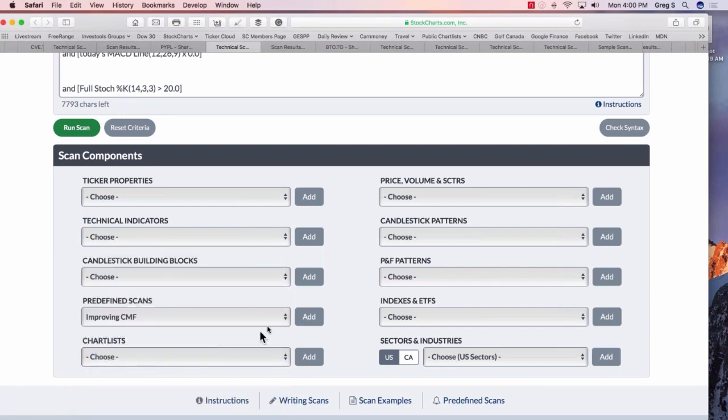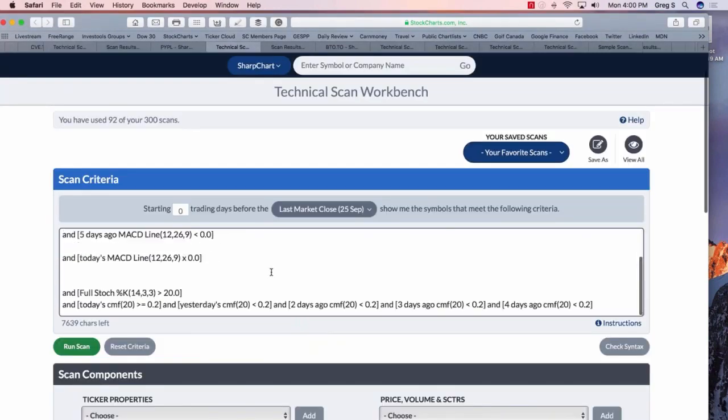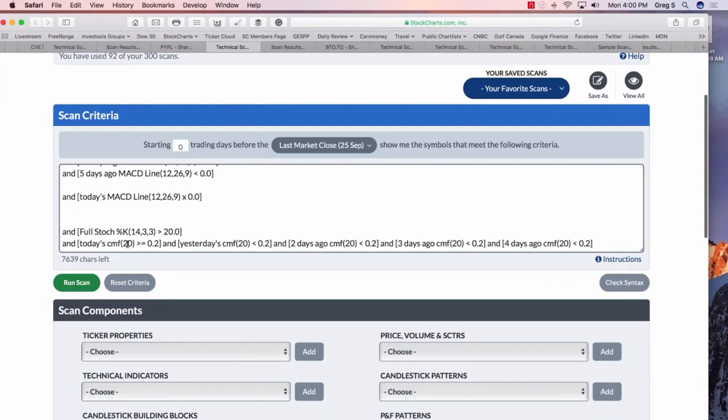If we just add these, the point I want to make is that a lot of this coding is today's CMF is greater than 0.2, and yesterday's was less than 0.2, and 2 days ago was less than 0.2, and 3 days ago was less than 0.2, and 4 days ago was less than 0.2. So what you're trying to find is that the CMF has meaningfully changed over the last 5 days, and if you ran this scan without all of this other stuff in it, it's going to show you that. So just go and get this.